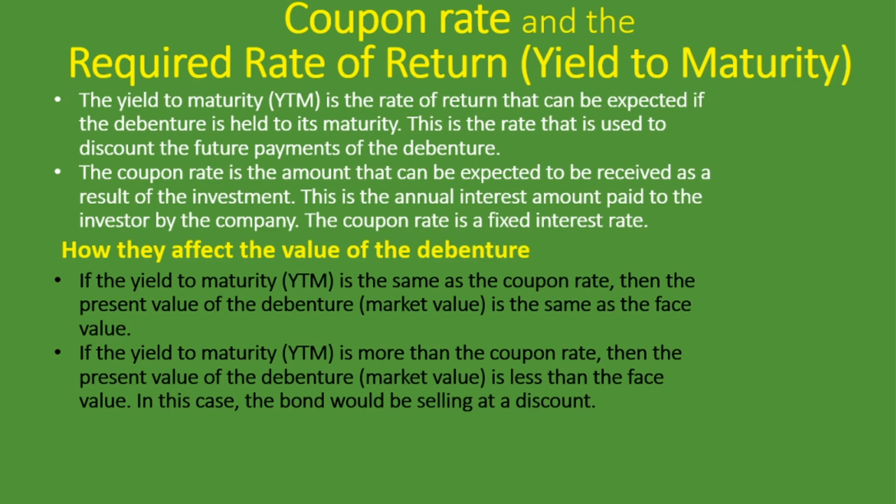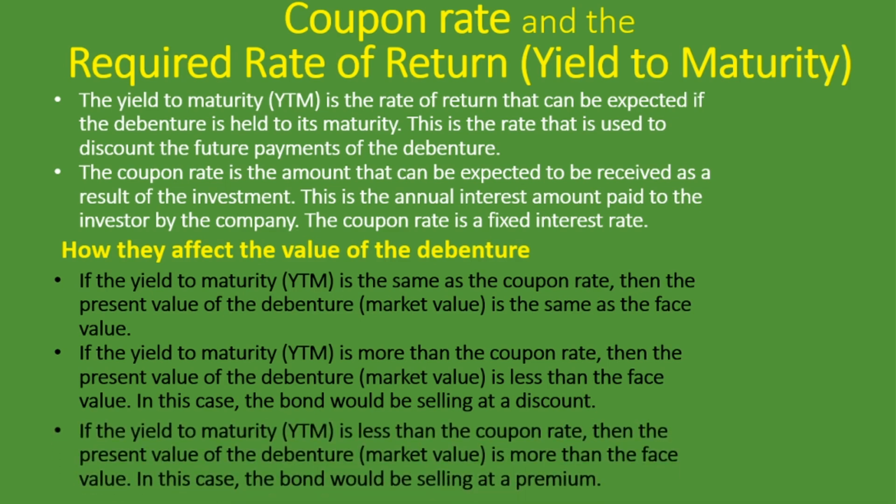So if the yield to maturity is different from the coupon rate, then the market value is different from the face value. So what this point says is that if the yield to maturity is more than the coupon rate, then the present value of the debenture is less than the face value. In this case, the bond would be selling at a discount. Because think about it, if the market value is less than the face value of the debenture, that means you're paying less than what the face value of the debenture is. That means you'll be paying for the debenture at a discount.